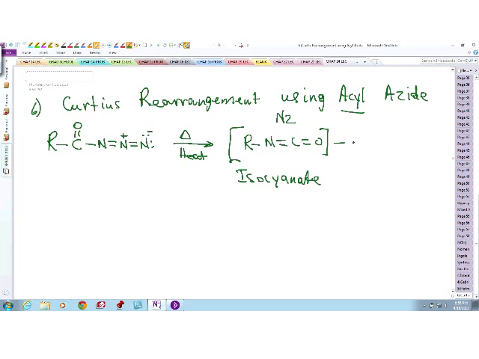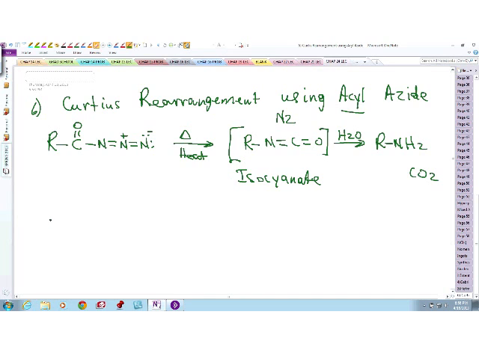And then, after that, you add water to that, and you are going to get your primary amine plus carbon dioxide. Okay, so this method is similar to the Hofmann rearrangement. Now, what is the similarity here? What would be the similarity? We're losing a carbon atom. Okay, so this method is also losing a carbon atom.